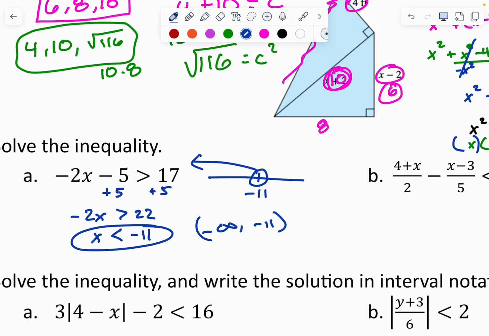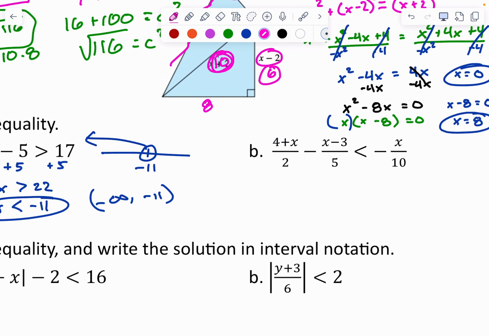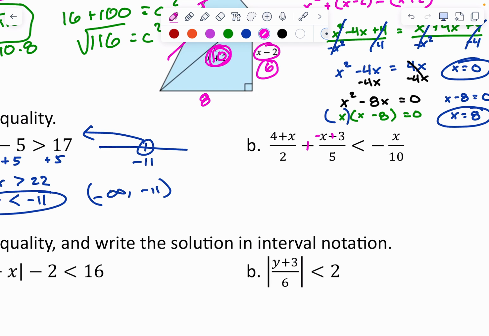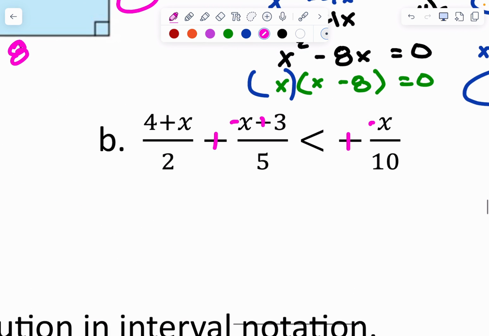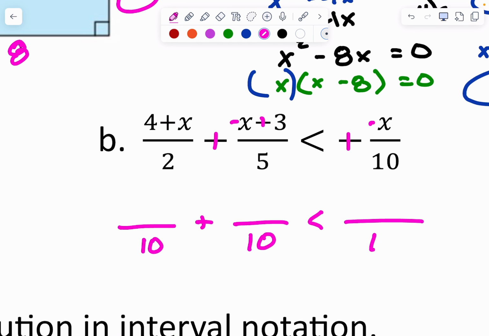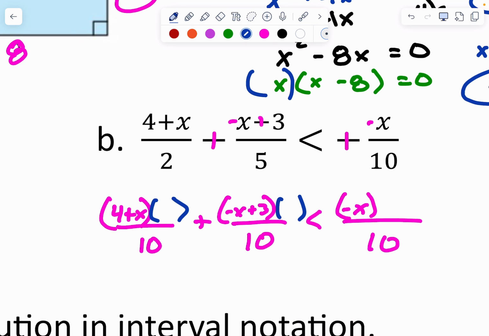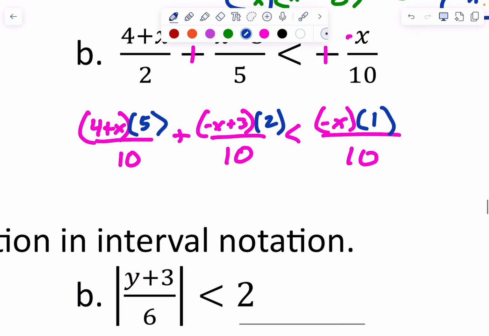All right, what do I do on B? Change the denominator first. I'm going to switch my stuff first: plus, minus, plus, plus, minus. Then I want a common denominator. This guy plus this guy is less than this guy. Common denominator, 10, 10, 10. 4 plus x, and negative x plus 3, and negative x. What does the first one need? 5. The second one? 2. The third one? Nothing, or 1. Bottom goes away.